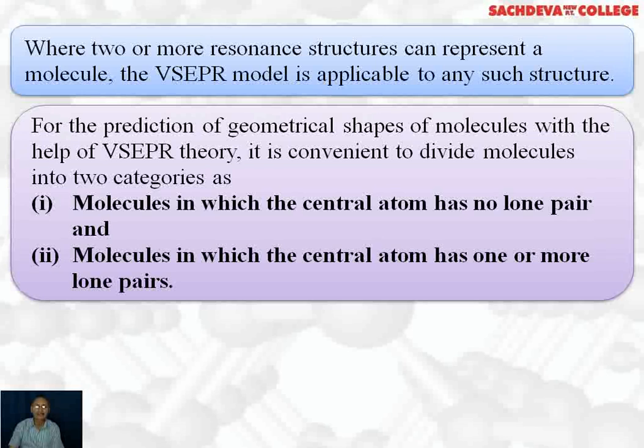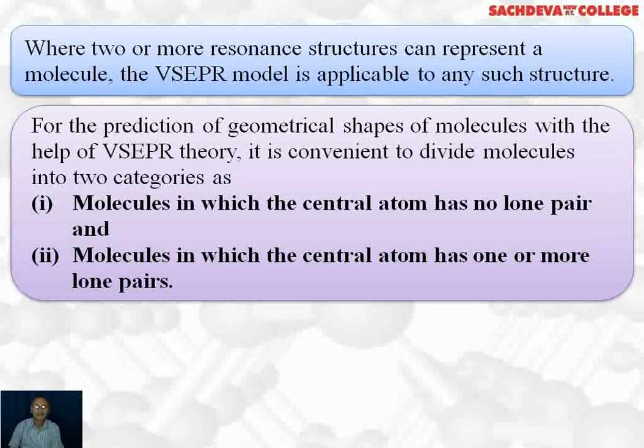Now for prediction of geometrical shapes of molecules with the help of VSEPR theory, we can divide the molecules or ions into two categories. The first category is one in which the central atom has only bonded pairs of electrons and does not have any lone pair of electrons. In the second category, the central atom has at least one or more lone pairs of electrons along with the bonded pairs of electrons.